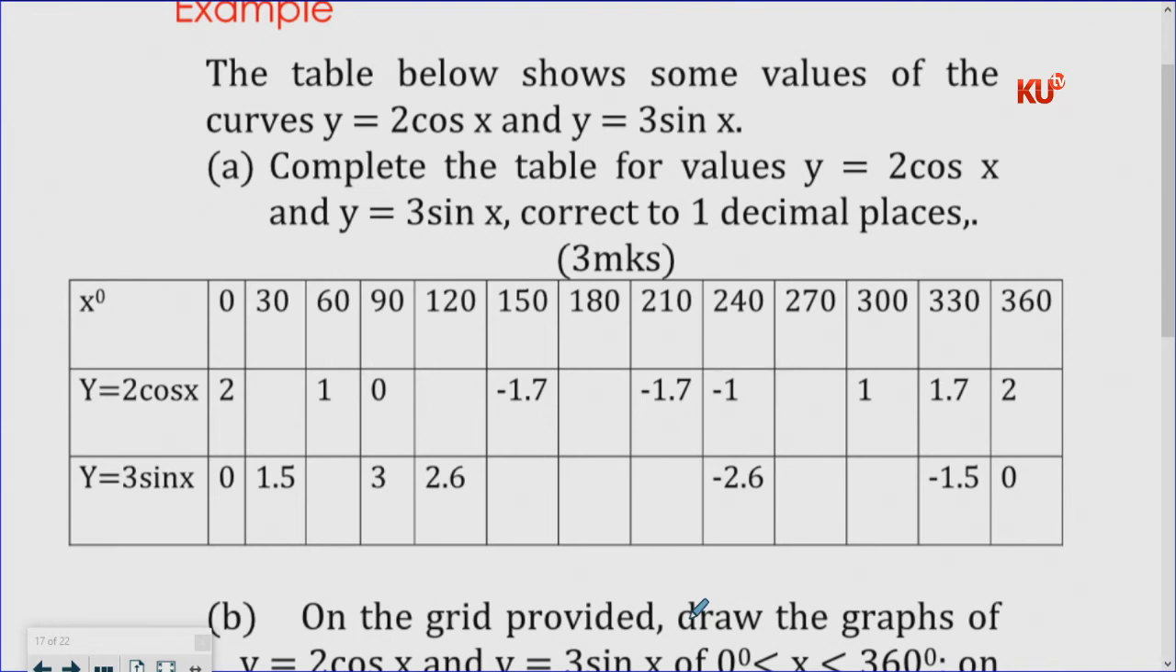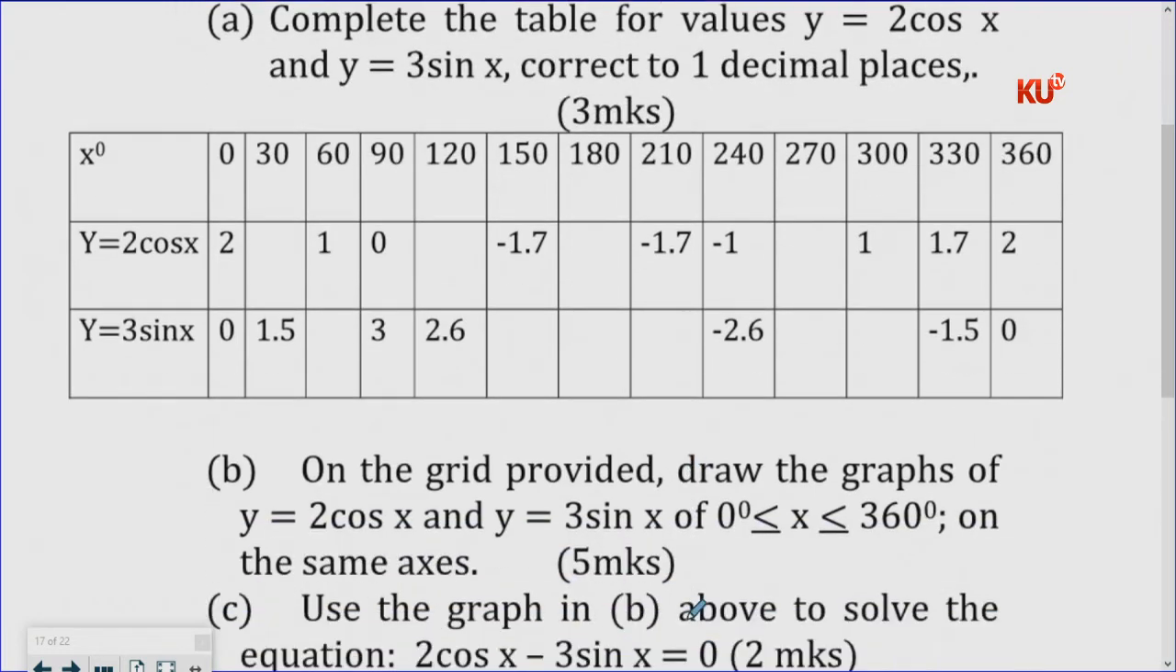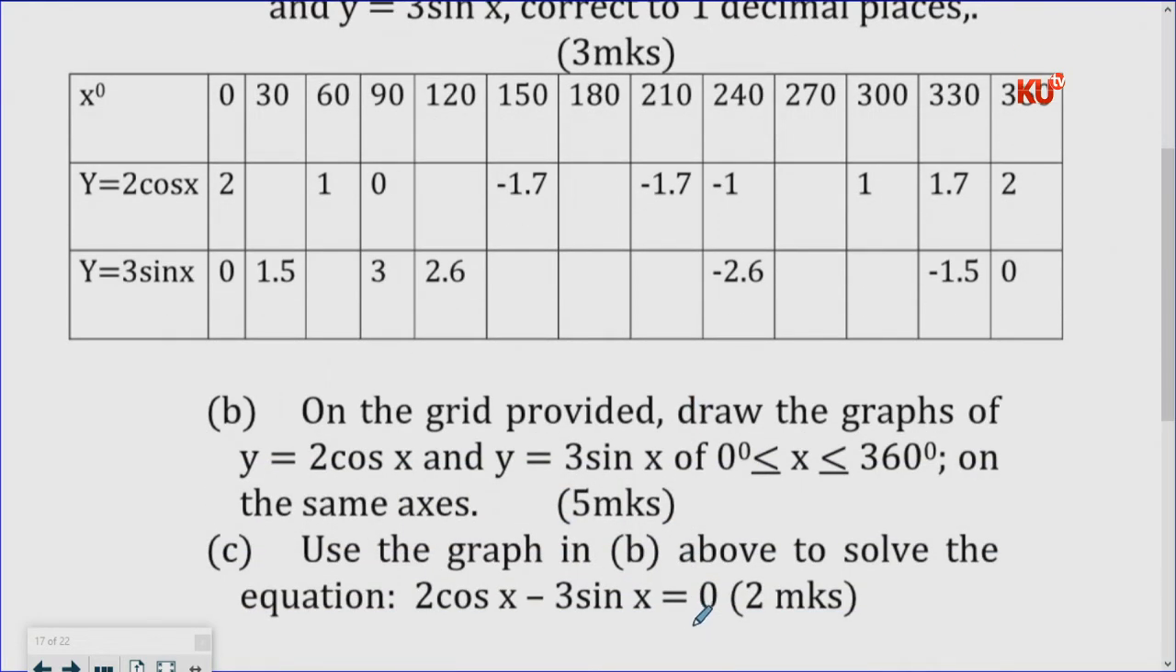So the first part is to complete the table for values y is equal to 2 cos x and y is equal to 3 sin x. Correct to 1 decimal place, 3 marks. On the grid provided, you draw the graph of y is equal to 2 cos x and y is equal to 3 sin x. The range of x is given 0 degrees to 360 degrees on the same axis. So that means we shall be drawing these two curves on the same axis, on the same graph.